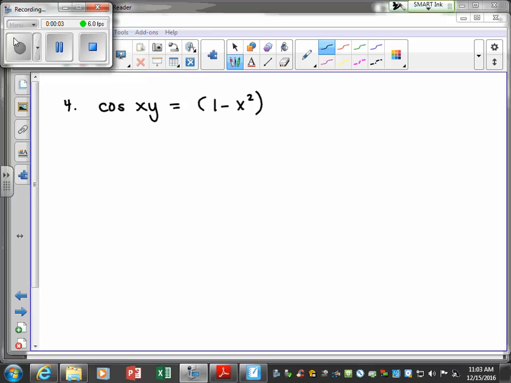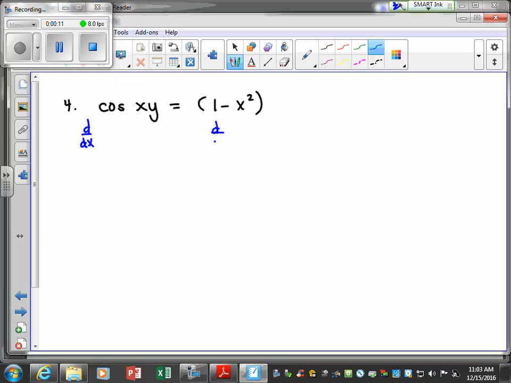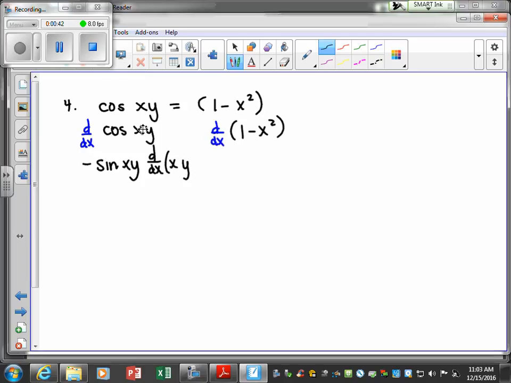Okay, we're still just differentiating implicitly. So here we're going to take d dx of each term. And then let's get started on that. Okay, so we have the derivative here. So we're going to have, what's the derivative of cosine? Negative sine of that term, so that's the derivative of the outside, but we also have the derivative of the inside, so using chain rule. So we're going to have d dx of xy.